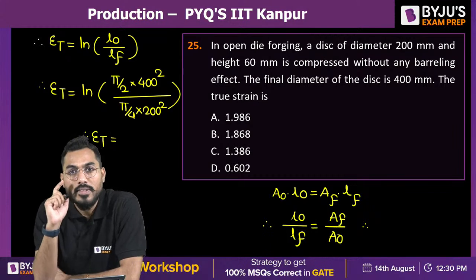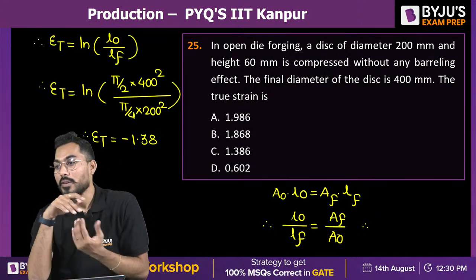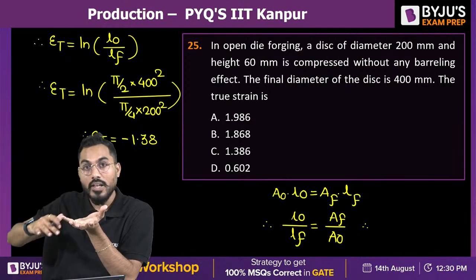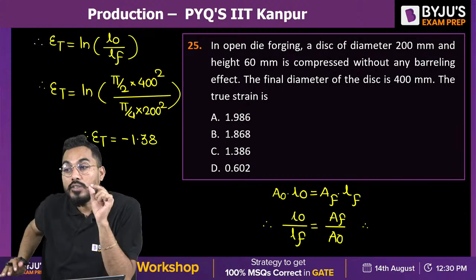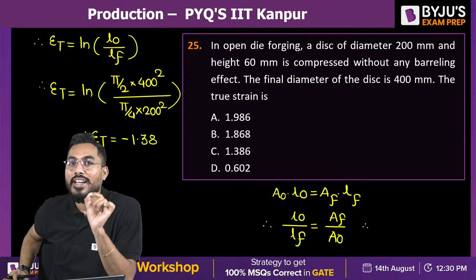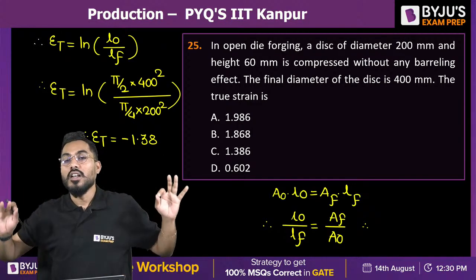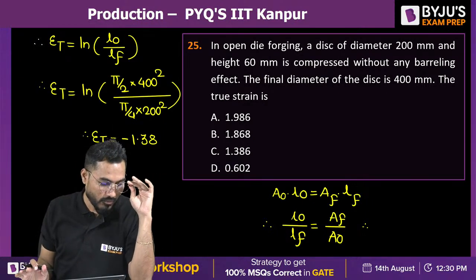How much true strain is coming? Minus 1.38. And the minus is coming because the length is reducing here, because we are compressing. The diameter is increasing, but length is reducing. And that's why the true strain is negative. The negative sign of the strain only indicates one thing, that the dimension is reducing. Is it true? Yes.